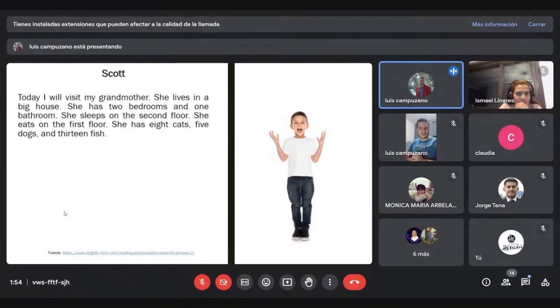And it says, Today I will visit my grandmother. She lives in a big house. She has 2 bedrooms and 1 bathroom. She sleeps on the 2nd floor. She eats on the 1st floor. She has 8 cats, 5 dogs, and 13 fish. She doesn't have a house. She has a zoo, this lady.